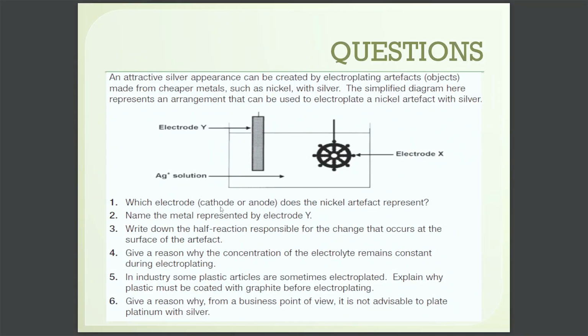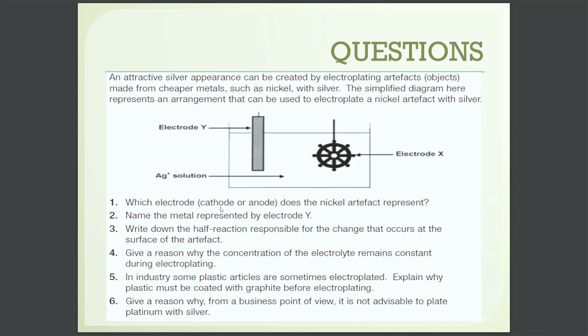What I have in front of you here is a question that was extracted from a question paper. We just want to look at the questions, and we are also going to come up with the solutions. The question starts by saying an attractive silver appearance can be created by electroplating artifacts, objects made from cheaper metals such as nickel, with silver. The simplified diagram here represents an arrangement that can be used to electroplate a nickel artifact with silver.